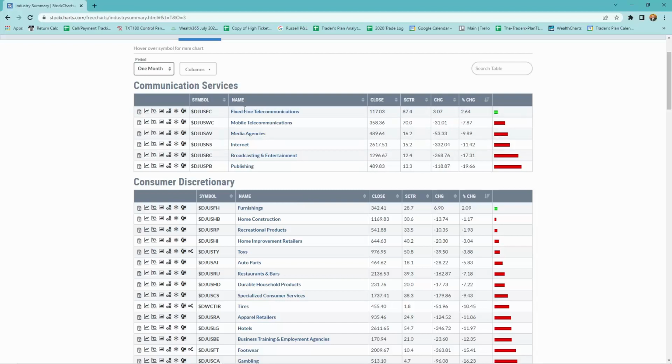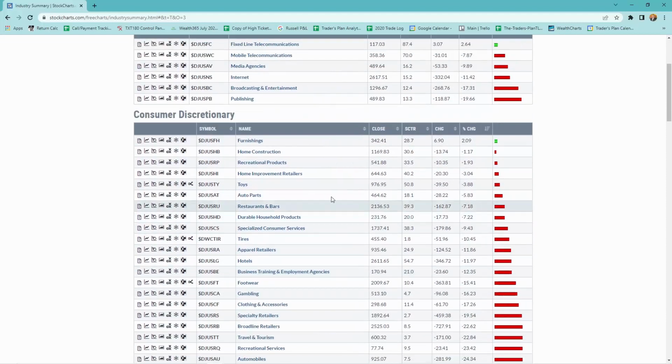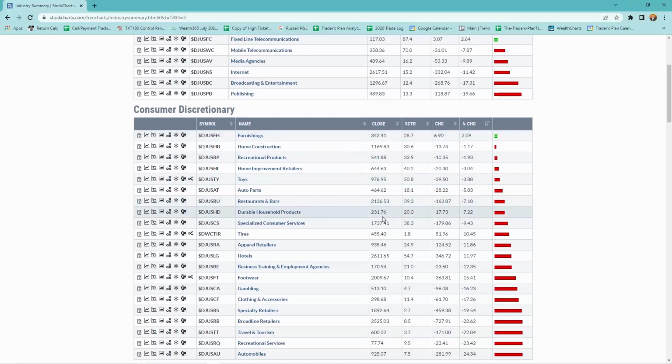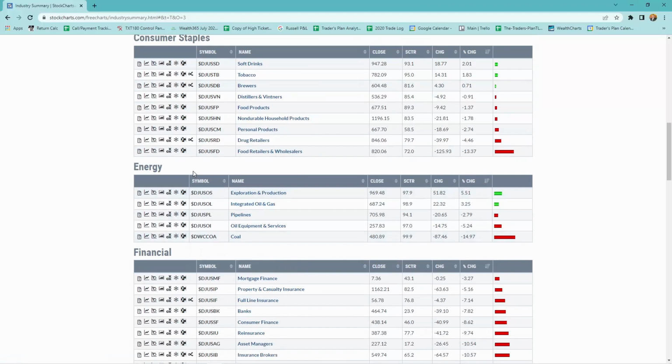Okay, so in the last 1 month, you can see that the fixed line telecommunications industry is up 2.64%. Not very exciting, but then again, it's a lot better than some of this stuff down here in discretionary. So furnishing is up 2%, okay? Soft drinks, tobacco, brewers, these are your staples. These are your recession-proof. People are going to buy beer and Diet Coke and tobacco, whether there's a recession or not. Energy is something that's looking interesting. So far we have 2 energy industries that are beating everything else we looked at over the last 1 month.